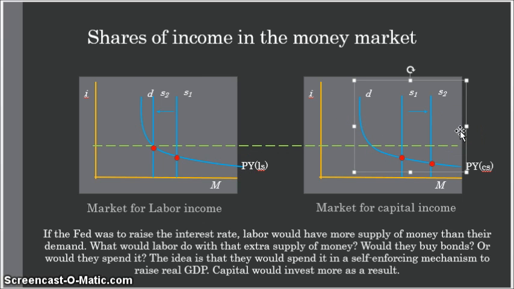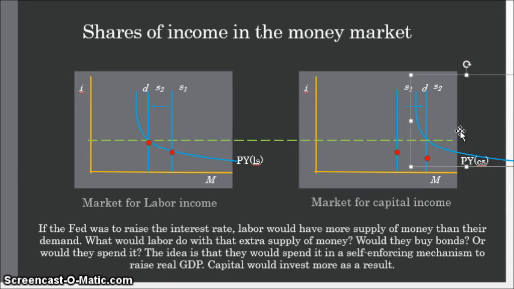So instead of buying bonds, the capitalists could move their investment to an equilibrium up here. Now you have this supply of money, this huge supply of money that the Fed is creating on their balance sheet. And now business will invest it, not because of the higher interest rate, but because they see that labor is buying more goods and services.